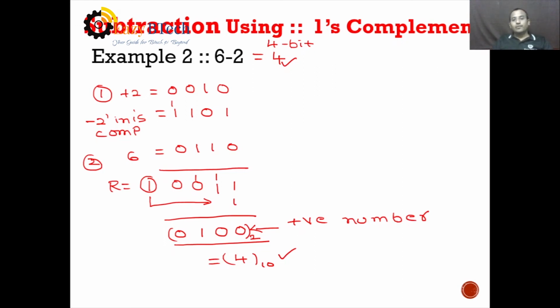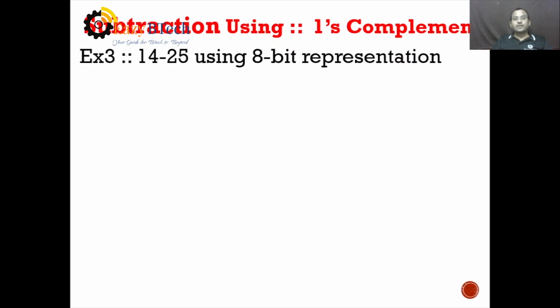We'll see one more example. Here we are subtracting 25 from 14. We would like to use 8-bit representation. In the problem statement, it was said 8-bit representation. Whatever number of bits you are asked to use, you have to represent in that way. So the first step is, first we will represent plus 25 in 8 bits.